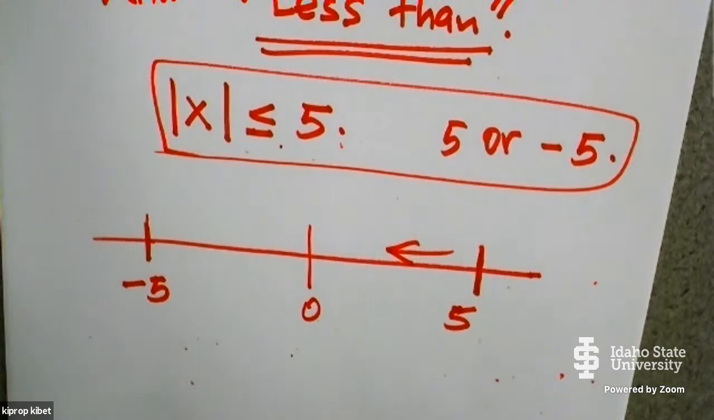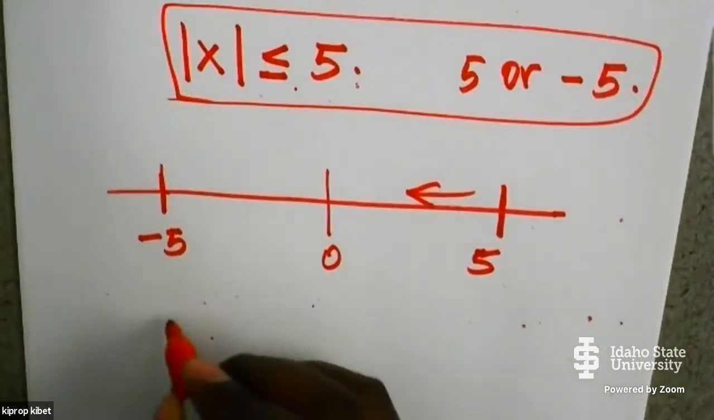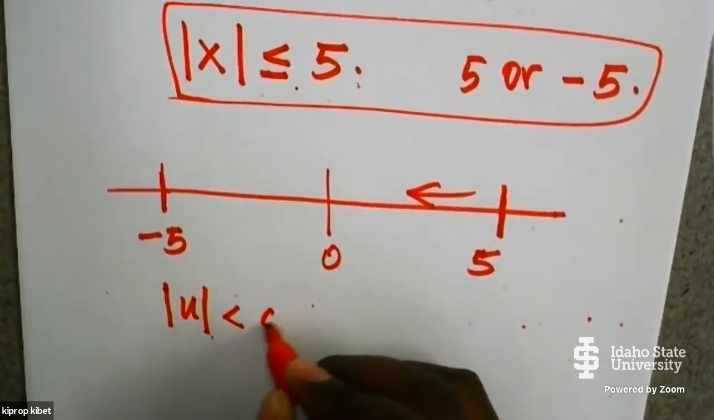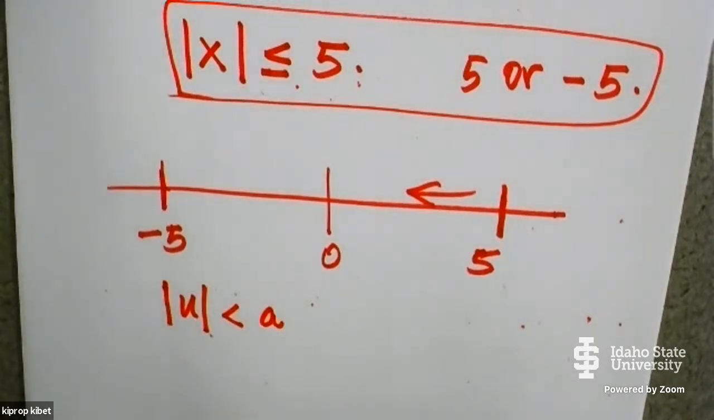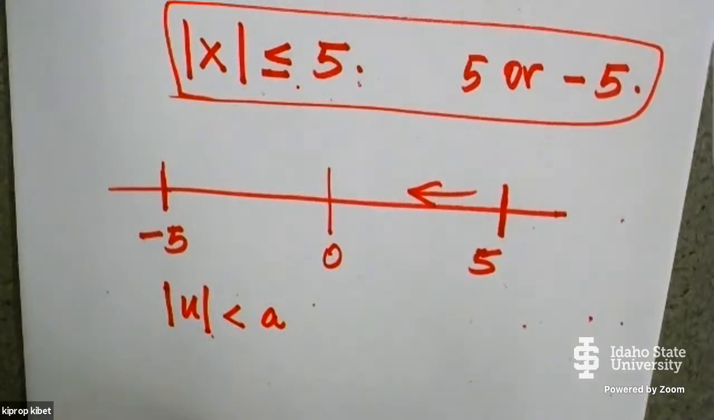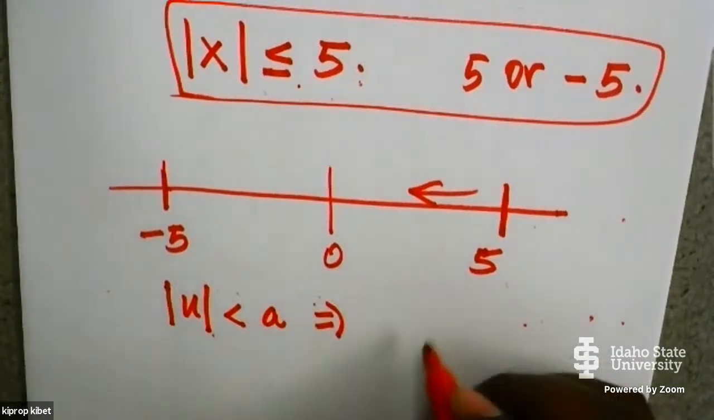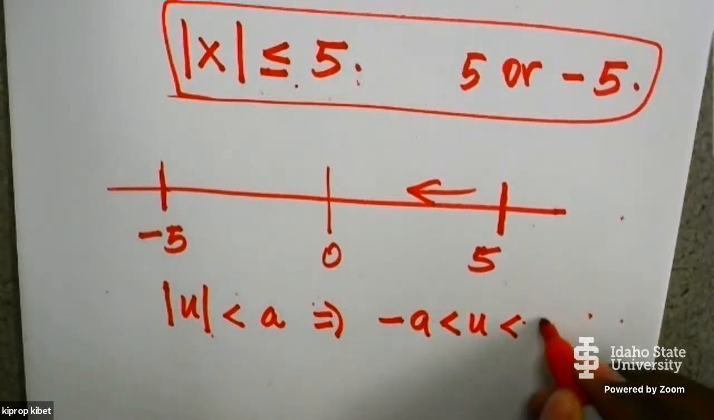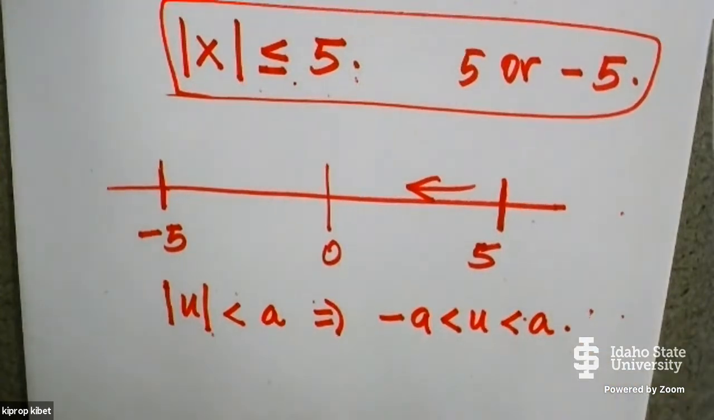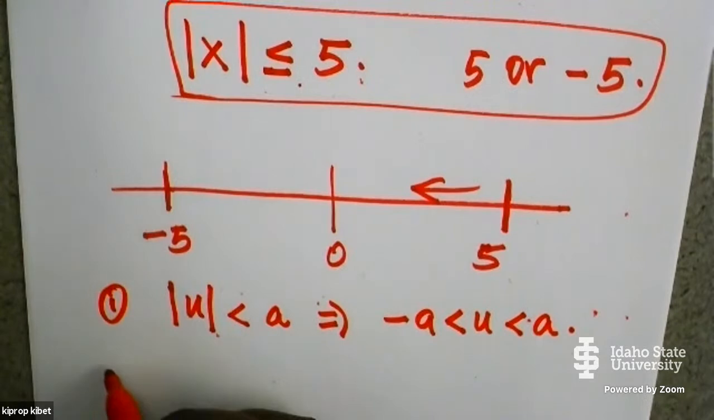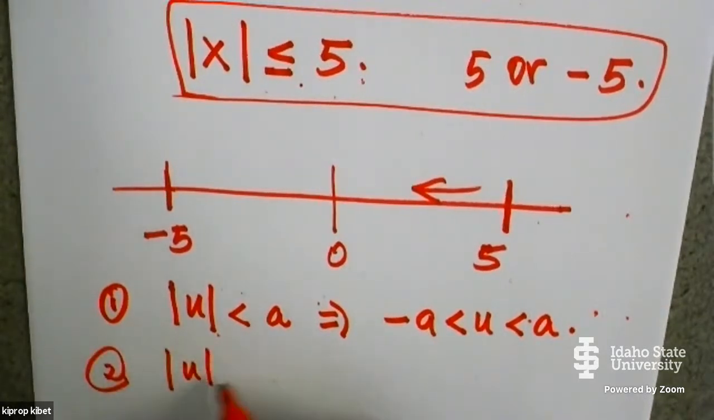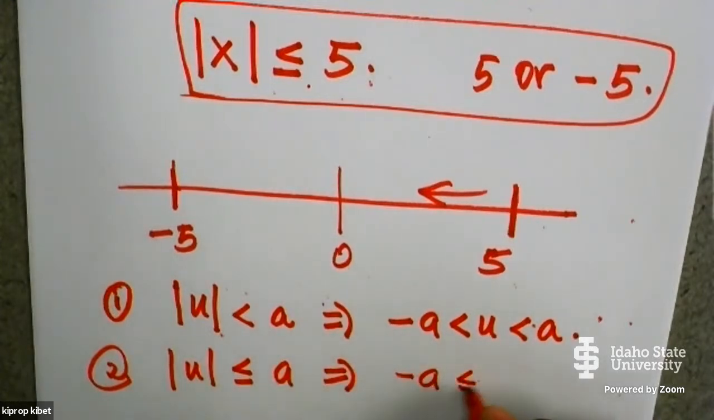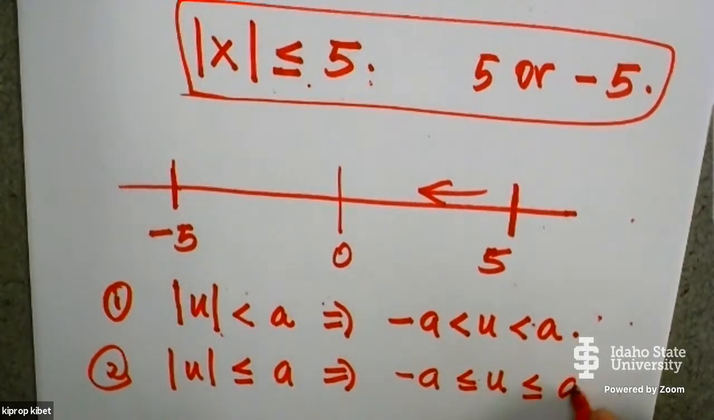So when we have the absolute value, let's say the absolute value of u is less than a, we can write this as minus a less than u, and u less than a. If we have the absolute value of u less or equals to a, then we can write this as minus a less or equals to u less or equals to a.